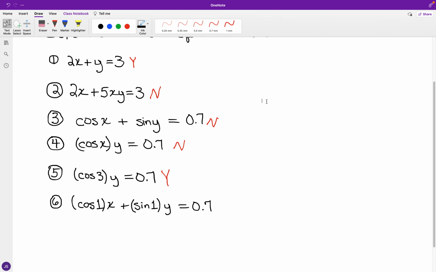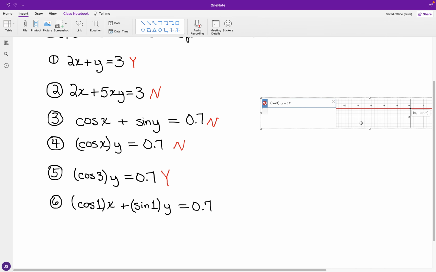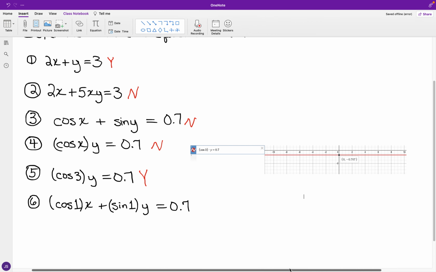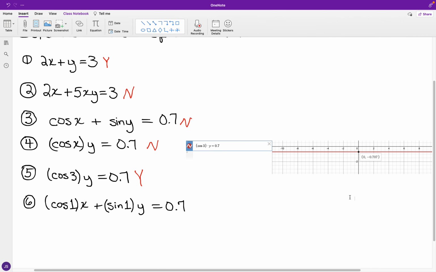And just to show the image that we have on this, it is going to have the appearance of a horizontal line. So the cosine of 3 radians times y is equal to 0.7, and the graph of this function is going to be a straight line.